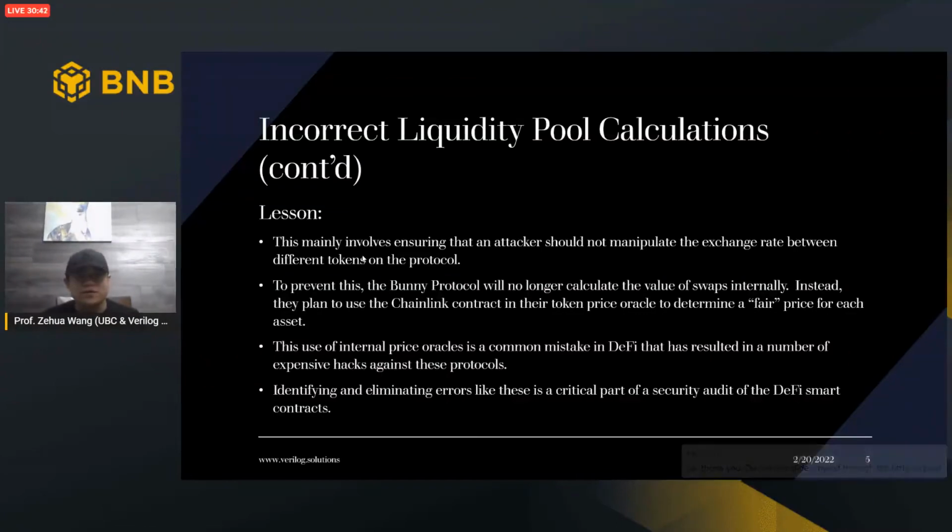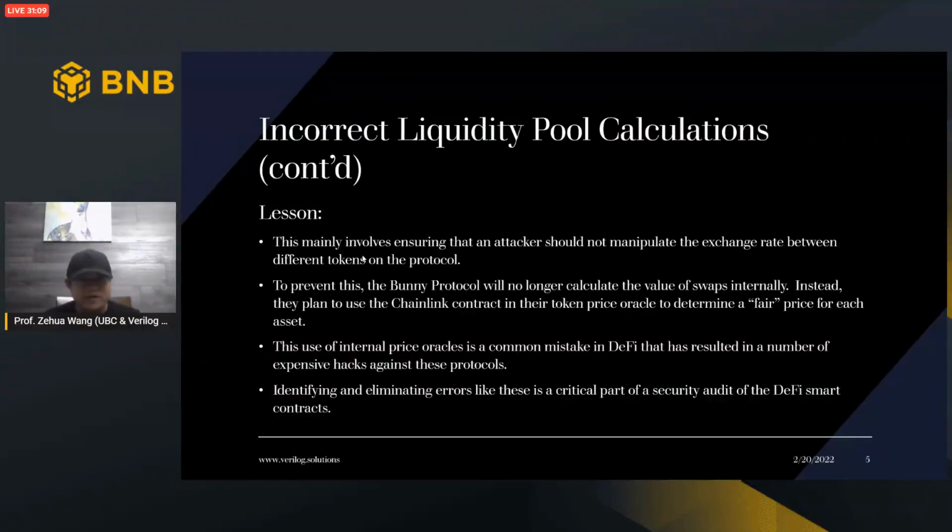It is actually very normal in traditional decentralized exchanges. So using an oracle like Chainlink to have the fair market price is very useful to avoid this kind of attack. And this use of an internal price oracle is a common mistake in DeFi that has resulted in a number of expensive hacks against these protocols.